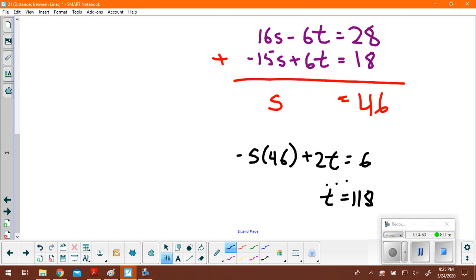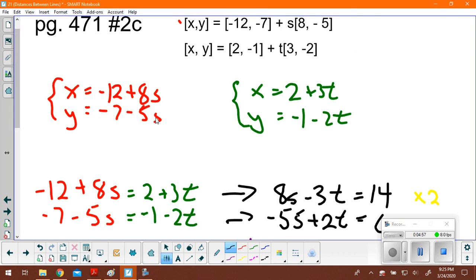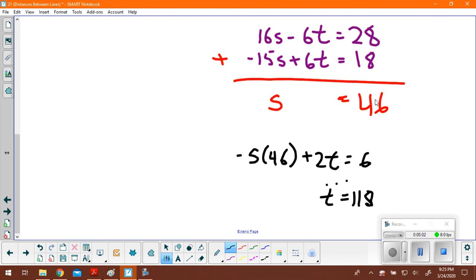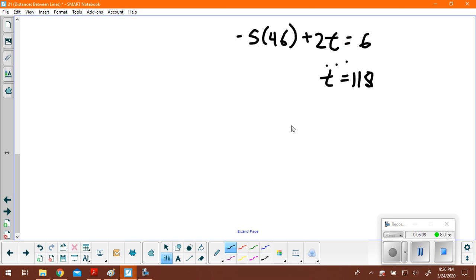Although realistically, once I have one of these parameters, I can just go back and plug it in and see what happens. That is my last step. I'm going to take one of these two parameters, s or t, and plug it back in to figure out x and y.